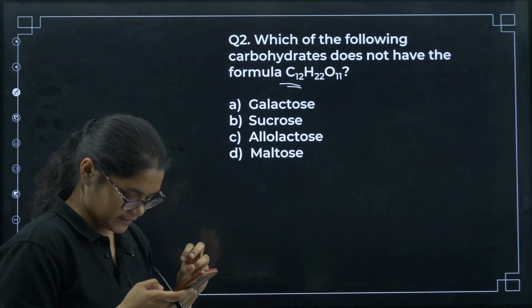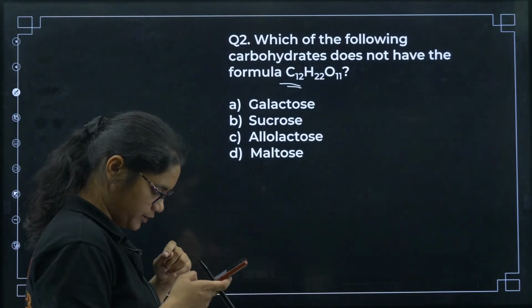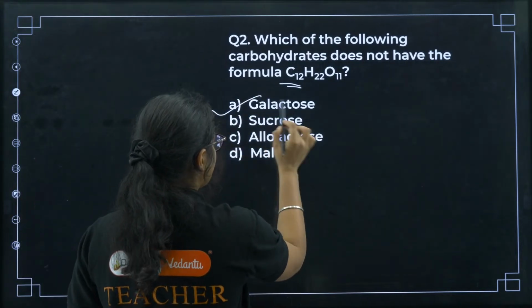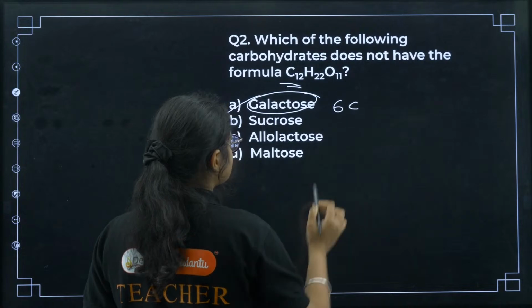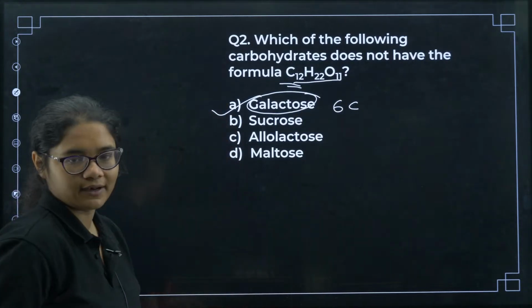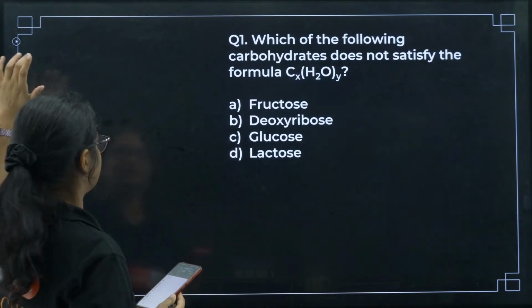No, Rahman, 2C is wrong. C, no, no, no. No, all of you are wrong. Kishan is very well done. Kishan is correct here. Galactose, if you know, galactose has only 6 carbons, right? How can it have this formula C12H22O11? Okay, so option number A is correct answer here. All are wrong except Kishan.